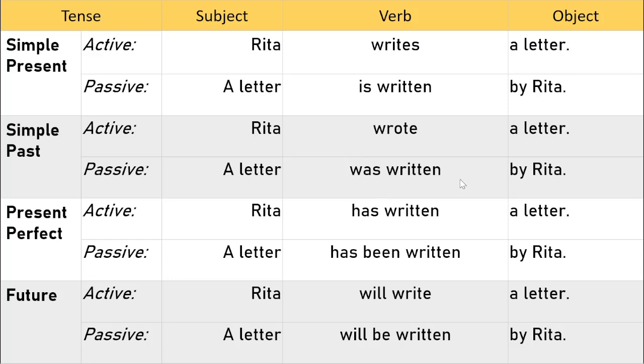Was written. Rita has written a letter. That's present perfect. And the passive should be present perfect. A letter has been written by Rita. And future, Rita will write a letter. And the letter will be written by Rita. Okay.